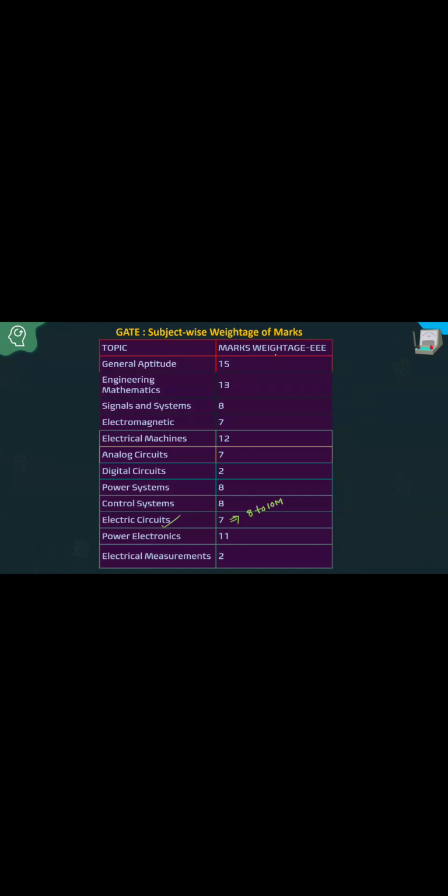Various subjects also I have given. Actually, this weightage I took from GATE 2023. In 2024 also the weightage is nearly 8 to 10 marks only. In 2023, 7 marks were asked.